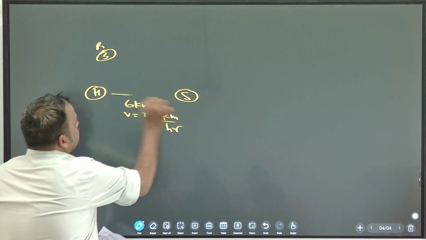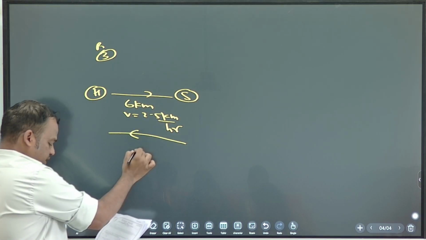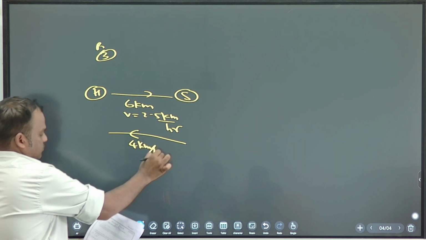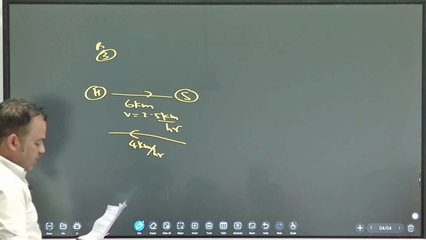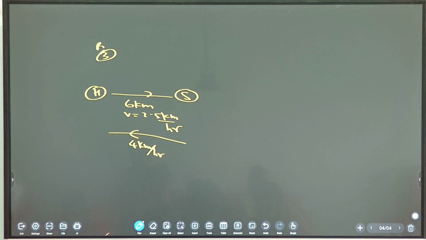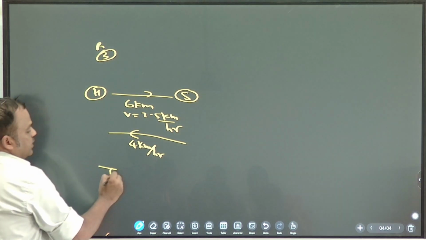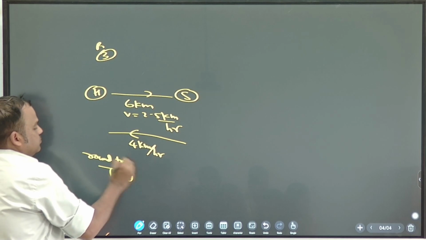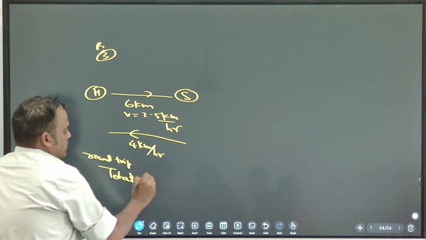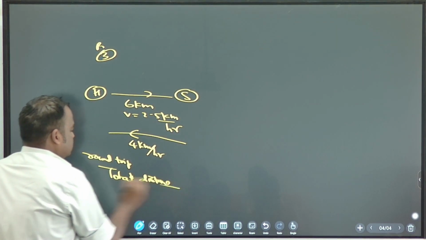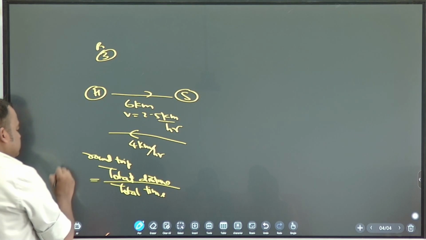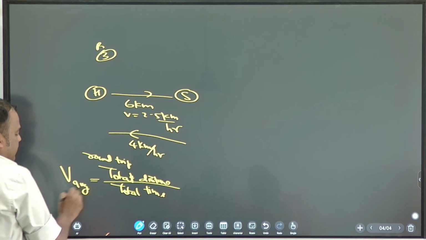Then coming back with speed 4 kilometer per hour. Average speed for round trip. What is the formula for average speed? Total distance by total time. So round trip, total distance by total time. Very important formula. Average speed.